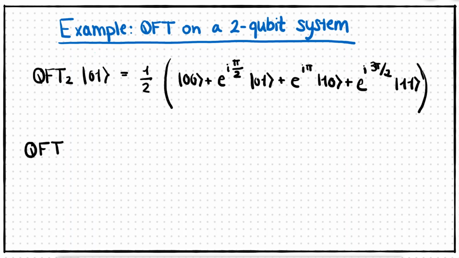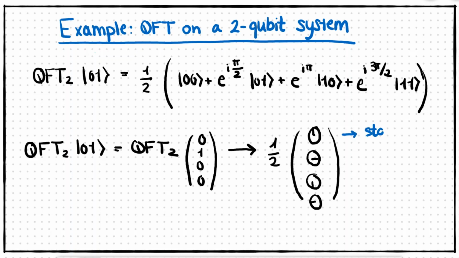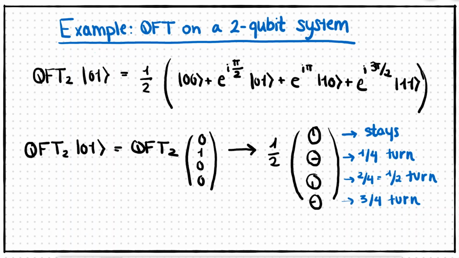Alternatively, we can represent the QFT on the state as the phase rotations to the qubit. The QFT gives a different phase to each state. The pattern goes as follows. The qubit in the first position stays put. In the second position, we rotate the qubit a quarter, generally 1 over n, where n is the total amount of positions our qubits can be in. In the third position, we rotate by 2 over 4, or half. Finally, in the last position, we rotate by 3 over 4, or minus 1 over 4.